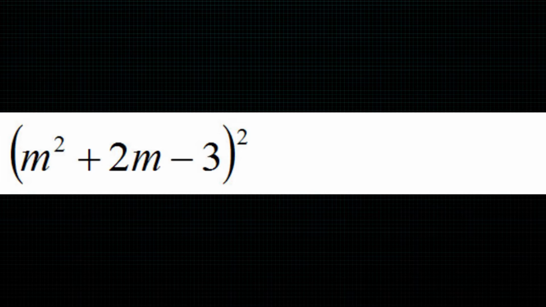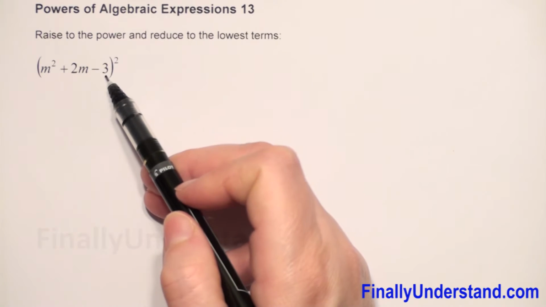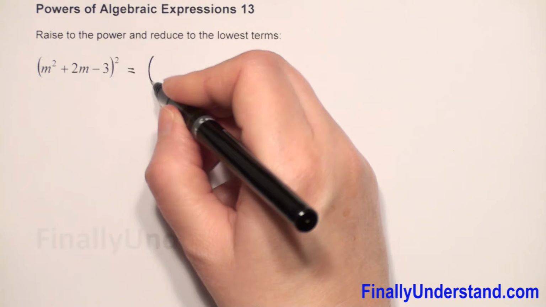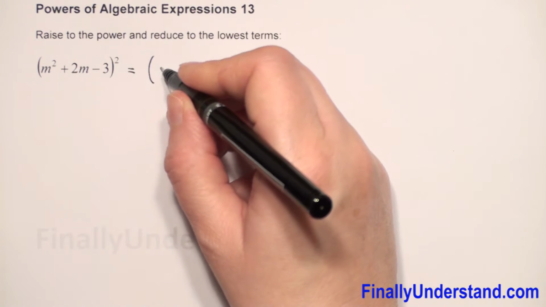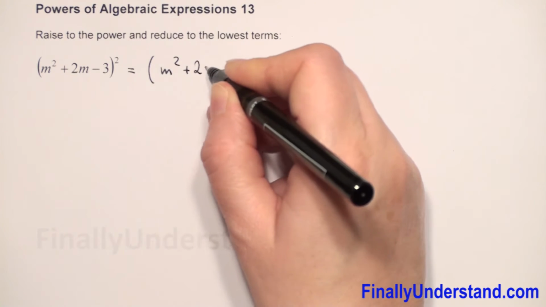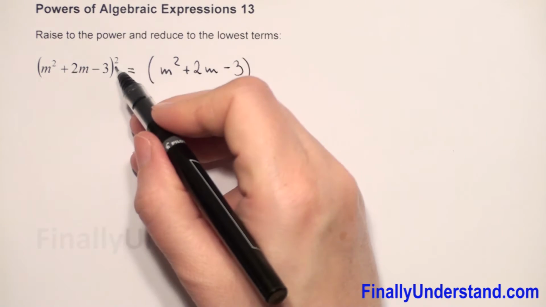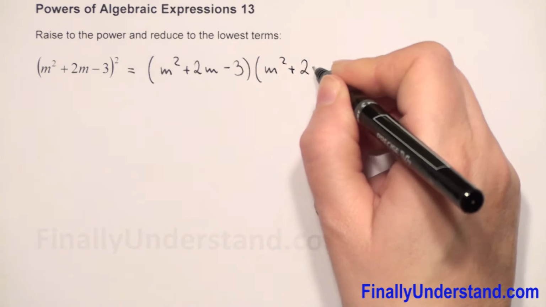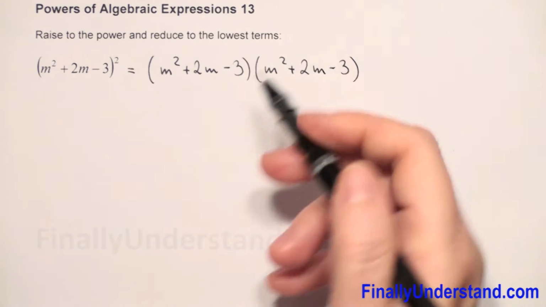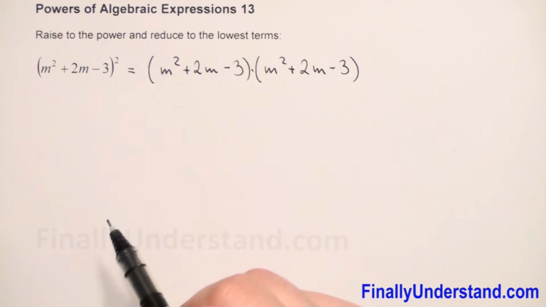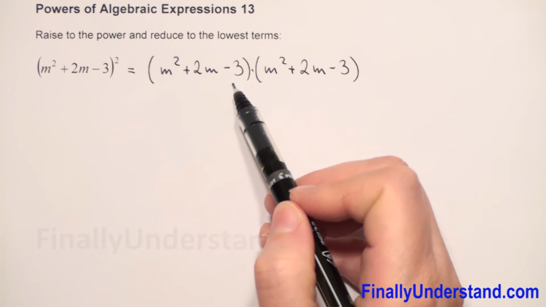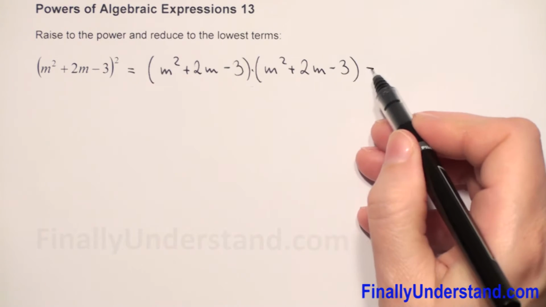We have to raise to second power the polynomial m squared plus 2m minus 3. How do we do this? First we will rewrite our example, where we have m squared plus 2m minus 3 to the second power, so we have to multiply m squared plus 2m minus 3 times m squared plus 2m minus 3. Now when we have multiplication, what do we have to do? We have to multiply every expression in the first parenthesis by every expression in the second parenthesis.